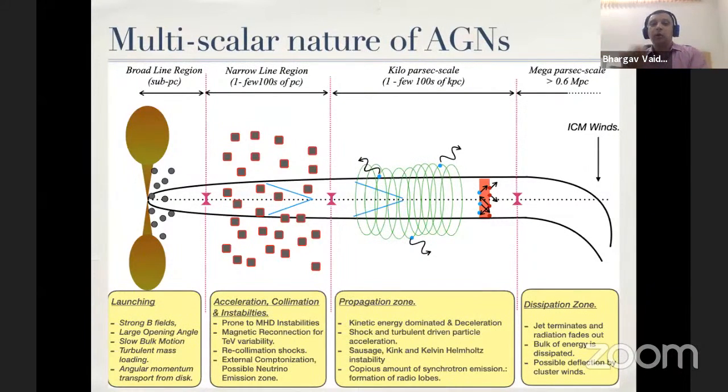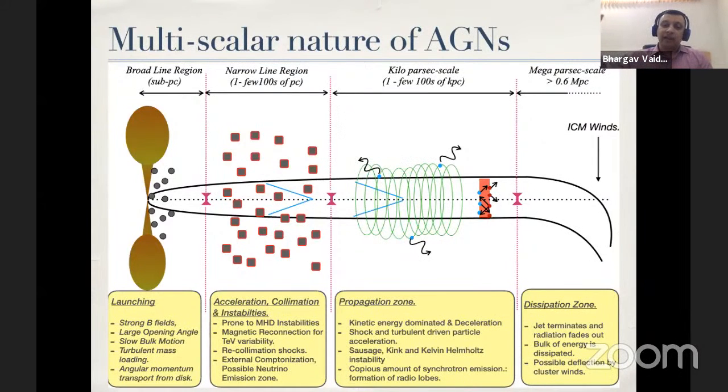And the moment you go much higher, like more than 100 parsec or kiloparsec scales, they become kinetically dominated. Essentially, the dynamics is governed by the kinetics or the thermal pressure and so on, and not by the magnetic fields. And at this particular stage, you are prone to all sorts of shock acceleration, turbulent acceleration, kink instabilities, and sausage instabilities, as we will see. And this is mainly the reason why you have a strong amount of synchrotron emission coming at much larger scales and fairly detected by several radio telescopes.